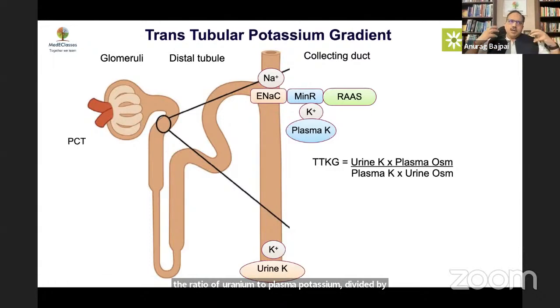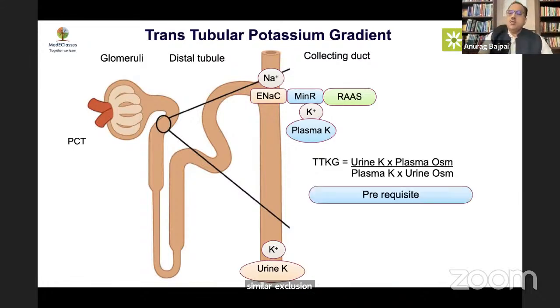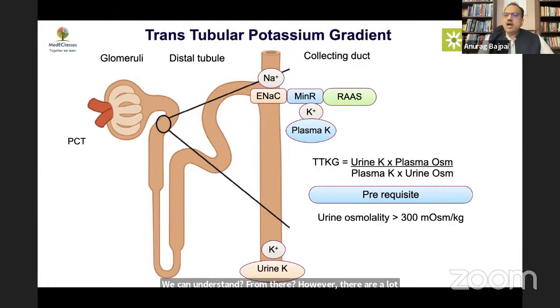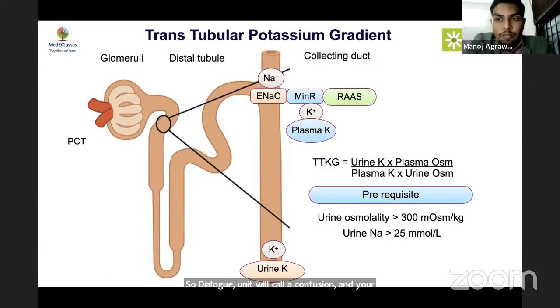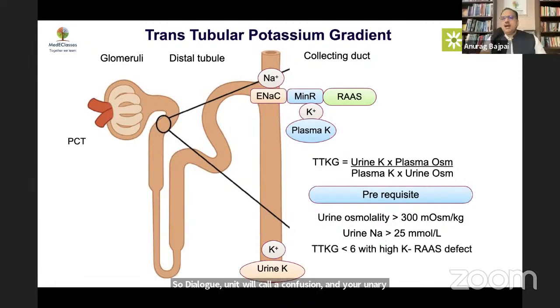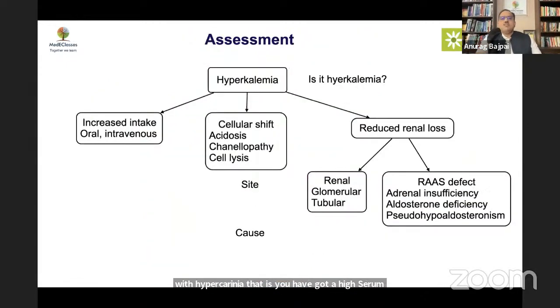So, whether the potassium excretion is appropriate for other osmolar excretion, and a major factor is the RAS defect, we can understand from there. However, there are a lot of lacunae in this test. You need a urinary osmolality which is reasonably high, so dilute urine will cause confusion, and your urinary sodium should be reasonable. Only then would you be able to assess. And if your TTKG is low with hyperkalemia, that is, you have a high serum potassium but low urinary potassium, this is a RAS defect.